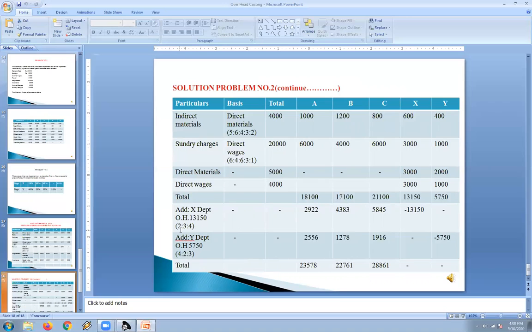So we have calculated in the form of ratio. So this is 2/9, 3/9, 4/9. The values we have got are 2,922, 4,380, 5,845. We deduct only the remaining value, that of Y department, which again has to be allocated. Then we should allocate the Y department to all the production departments. Then we are adding to the production departments that 5,750.